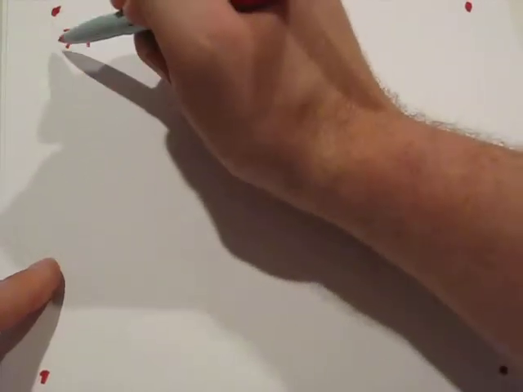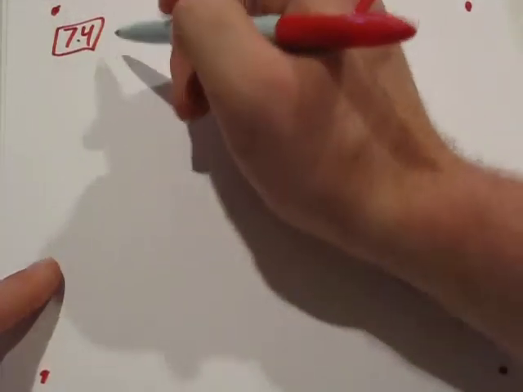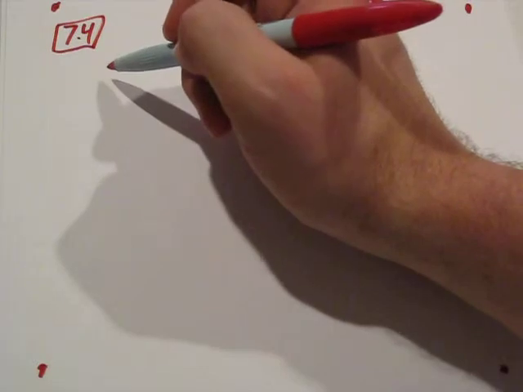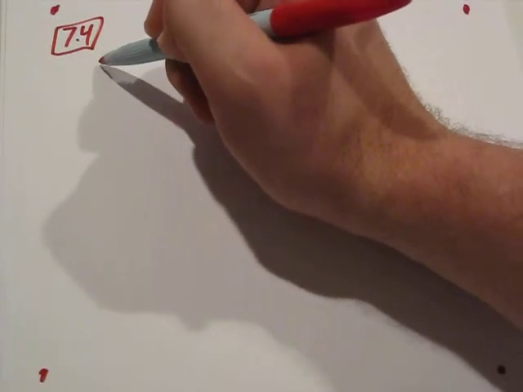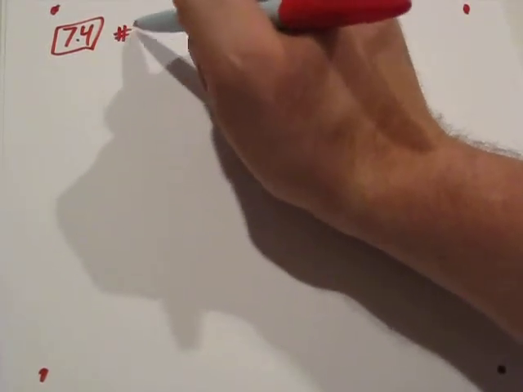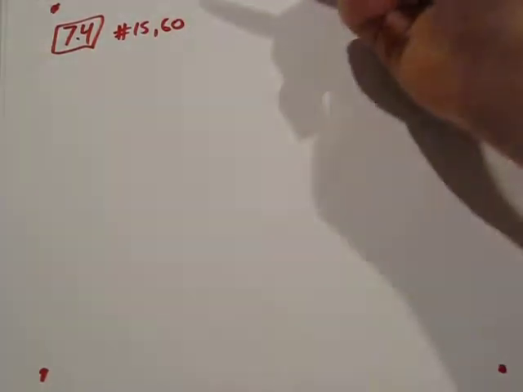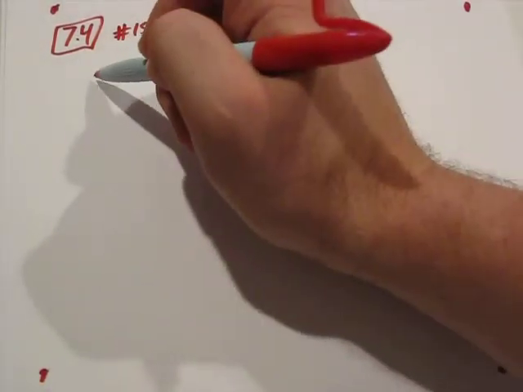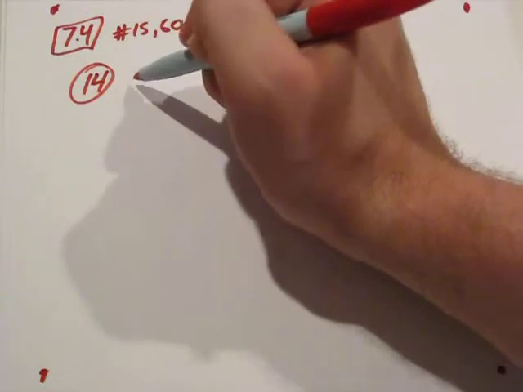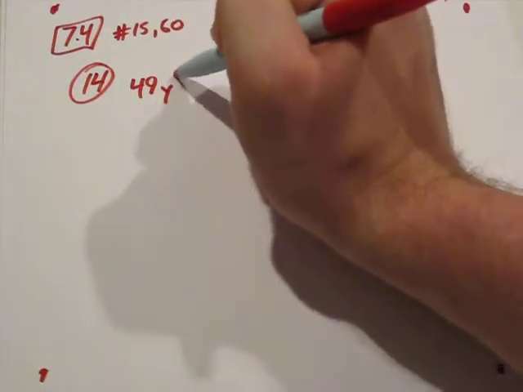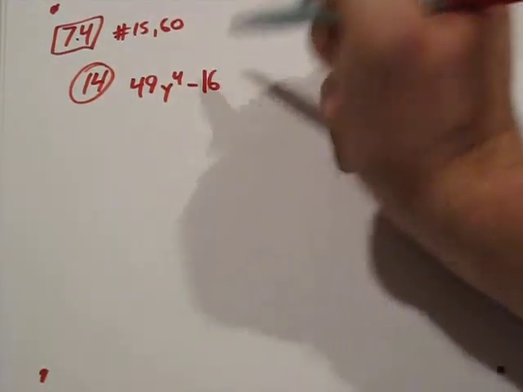We're going to be doing some problems out of 7.4, and I want to deal with some of the patterns, the difference of squares patterns, and some of the other trickier factoring that we've seen before. Now, we're going to deal with problems number 14 and number 60. In the difference of squares, we're going to take a look at 49y to the fourth minus 16.